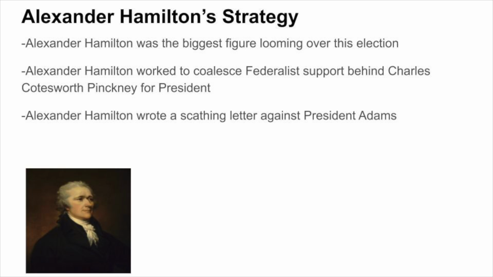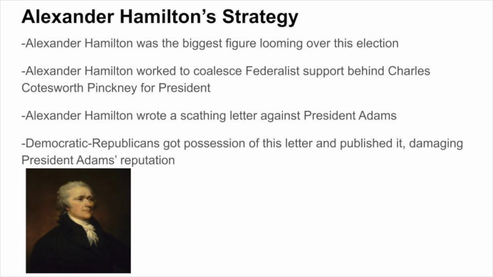At this time, Hamilton wrote a scathing letter against President John Adams that later fell into the hands of Democratic Republicans. Democratic Republicans later published this letter. This letter severely damaged President John Adams and was said to be a pivotal factor in what happened next.